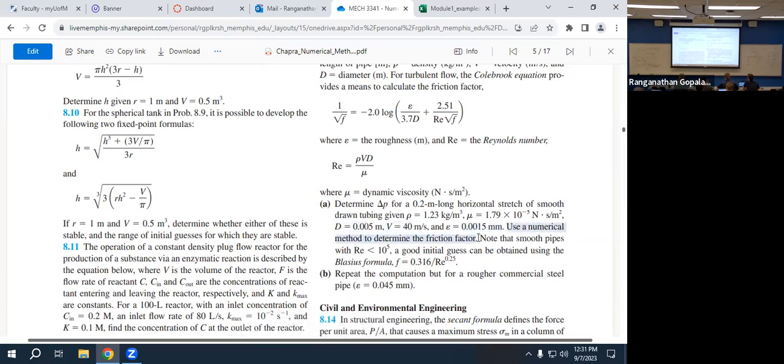Use a numerical method to determine the friction factor. Note that for smooth pipes with Reynolds number less than 10 power 5, a good initial guess can be obtained using the Blasius formula, which is given right here. So they are also giving you help to start your solution process. Repeat the computation but for a rougher commercial steel pipe with a different roughness. Okay, so it's not all that bad. They also tell you what's the good initial guess instead of doing graphing. If this statement weren't here, I recommend you to use the graphing method.